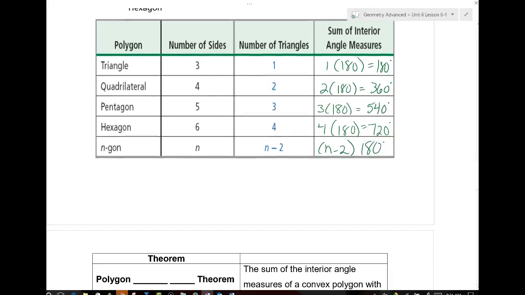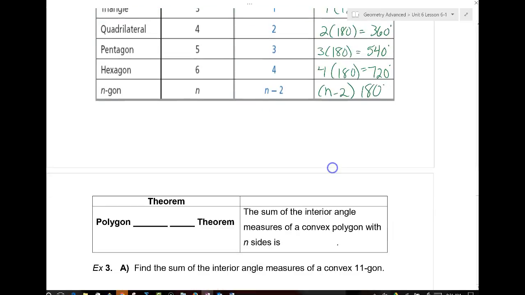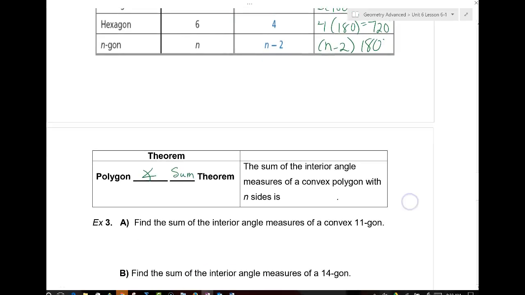And in fact, that's your next theorem. We just discovered it. It's called the polygon angle sum theorem. We're adding up the sum of the angles. It's a profound moment, I know. So the sum of the interior angle measures of a convex, this is the key word, convex polygon with n sides is just n minus 2 times what, my friends? 180 degrees. That's all it is.